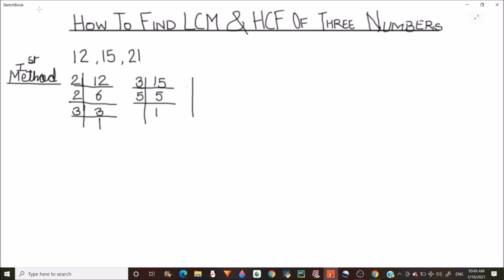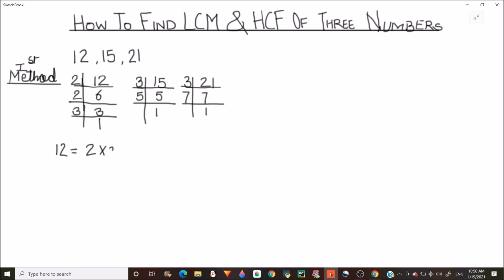Now we'll find the factors of 21. So 21 is an odd number, so we'll start dividing it by 3. So 3 times 7 is 21 and 7 times 1 is 7. Now we got factors of all the three numbers. So here we are going to write the factors like this.